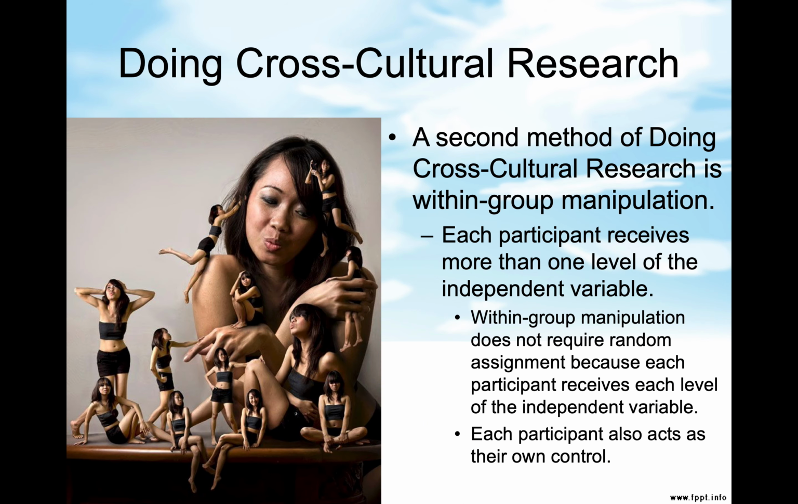A second method of doing cross-cultural research is within-group manipulation. Each participant receives more than one level of the independent variable. Within-group manipulation does not require random assignment because each participant receives each level of the independent variable. Each participant also acts as their own control.